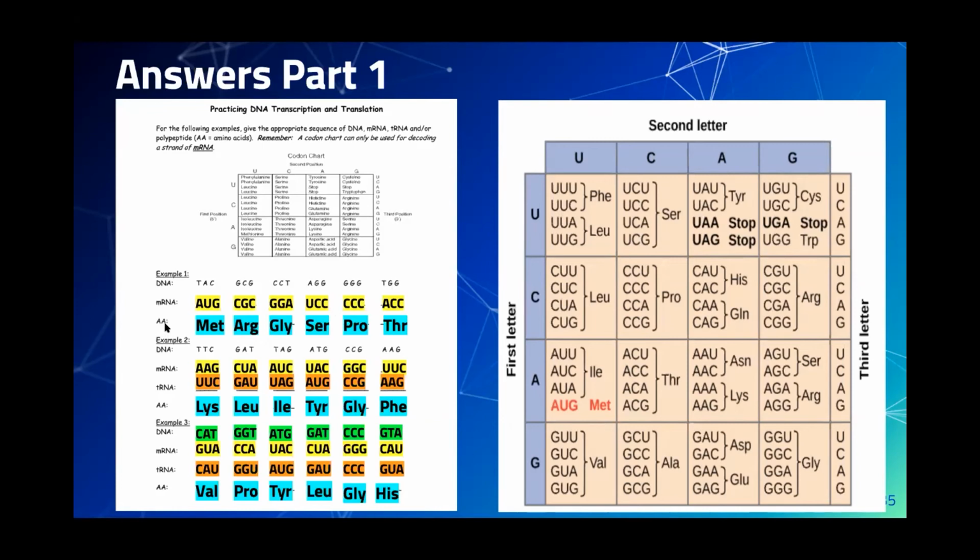And then for the amino acid, it corresponds to the mRNA. So you would look at AUG, go to the codon chart, and find AUG, which is right here. You can see it's MET, so you would write down MET. CGC, find that on the codon chart, and you get ARG. So GGG would be GLY, UCC would be SER, CCC would be PRO, and then ACC is THR.